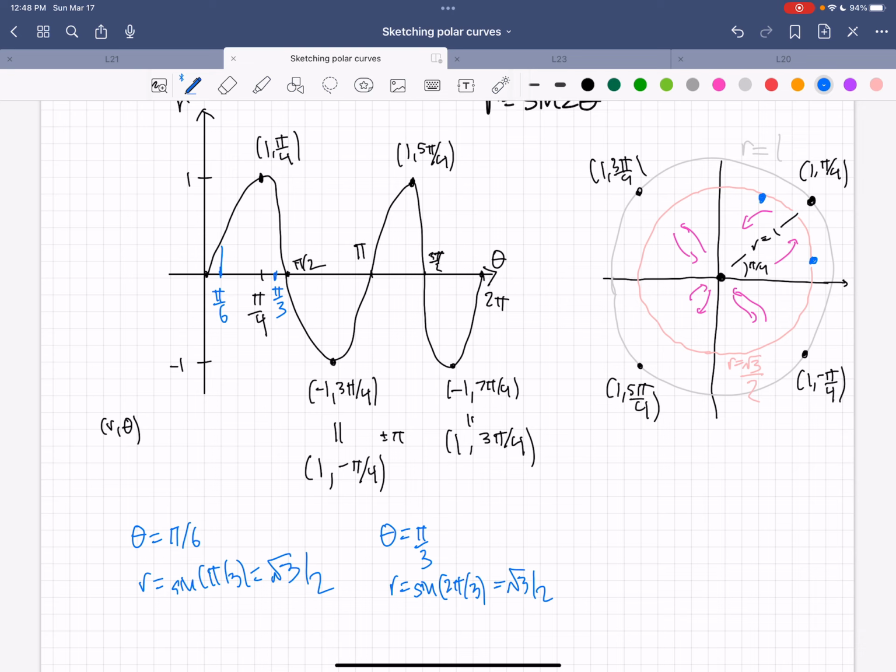And so now we're able to see how our curve traces through in order. So we start at 0, 0. Then we go through this point at pi over 6. Then through this point at pi over 4. Then this point at pi over 3. And then back here.